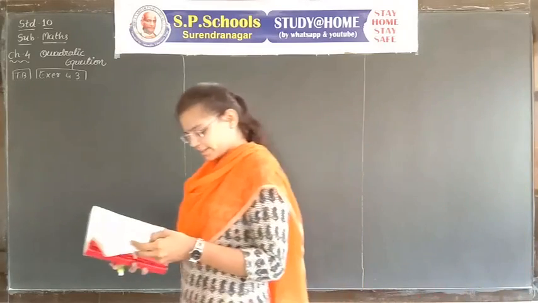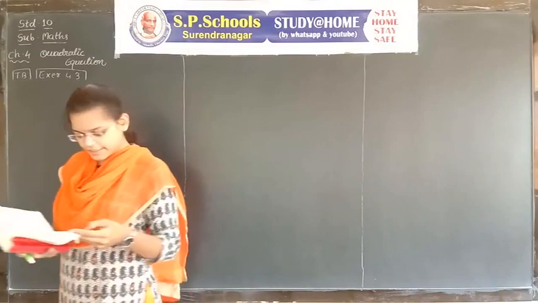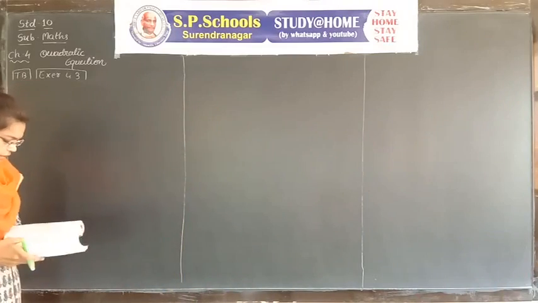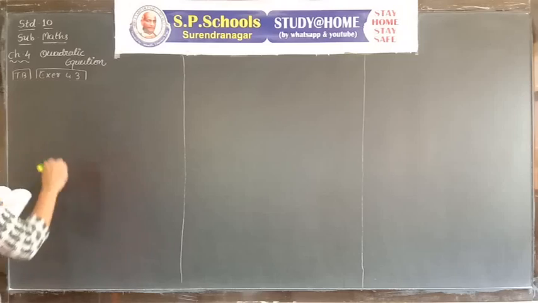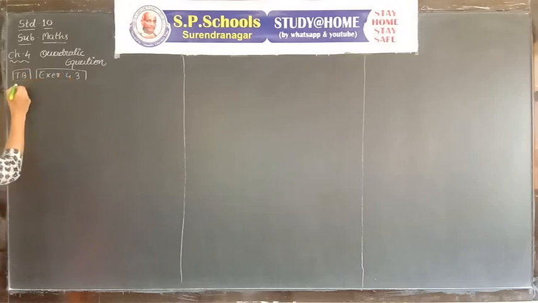Let's see the next number. Up to 9 is completed. Let us see the 10th number. 10th number and 8th number are both equal.